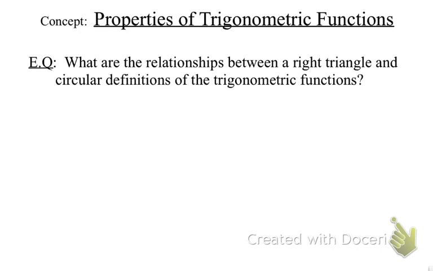And the essential question for this one is, what are the relationships between a right triangle and circular definitions of the trigonometric function? So we've seen these trig functions, sine, cosine, tangent, secant, cosecant, cotangent, in the context of right triangles. But this video is going to concentrate on those angles in the context of a coordinate plane, and you'll see what we call the circular definitions of those functions appear in the context of the coordinate plane.